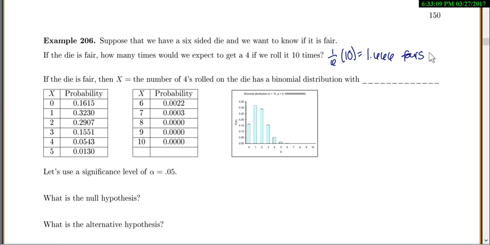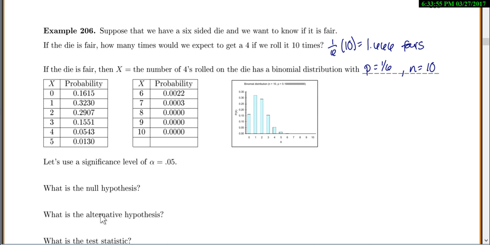Now, if your die is fair, let x be the number of 4s rolled on the die. Then that's going to have a binomial distribution. The probability of getting a 4 would be 1/6, and n would be 10. With a binomial distribution, I can find all the x's and probabilities. So we have a 16% chance of getting 0 fours, 32% chance of getting 1 four, 29% chance of getting 2 fours, 15% chance of getting 3 fours, 5% chance of getting 4, but only 1% chance of getting 5, and then it just keeps going down from there. So we want to use a significance level of 0.05.